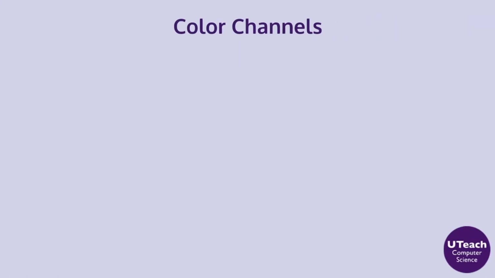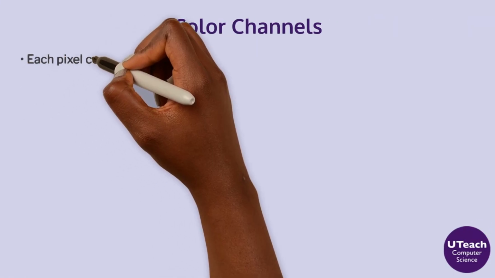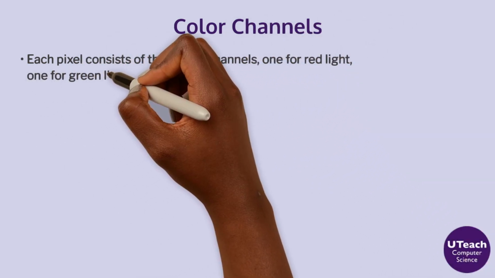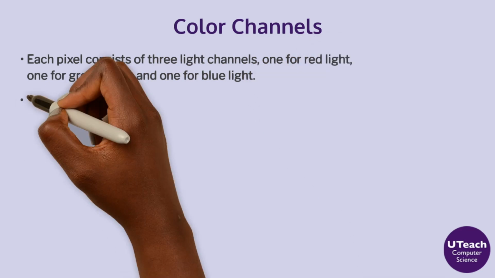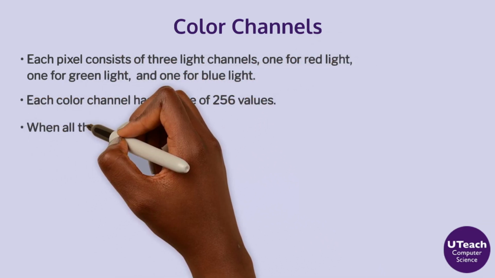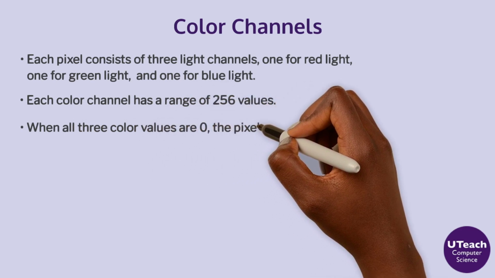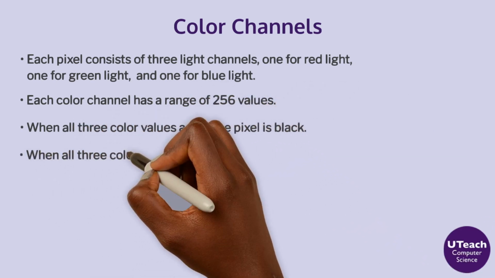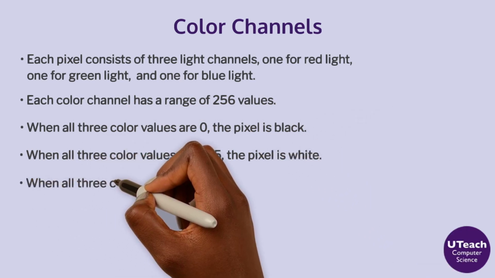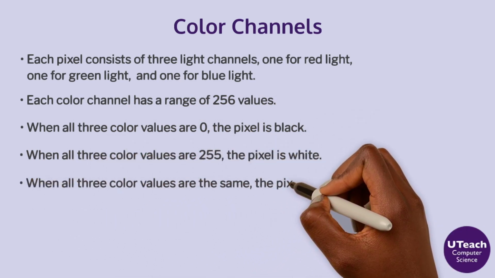To recap, color channels. Each pixel consists of 3 light channels, 1 for red light, 1 for green light, and 1 for blue light. Each color channel has a range of 256 values. When all 3 color values are 0, the pixel is black. When all 3 color values are 255, the pixel is white. When all 3 color values are the same, the pixel is a shade of gray.